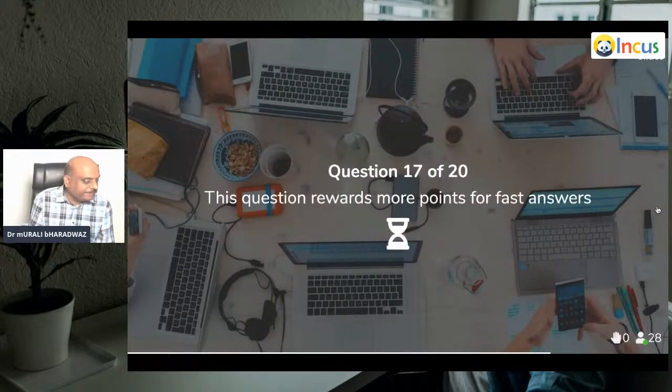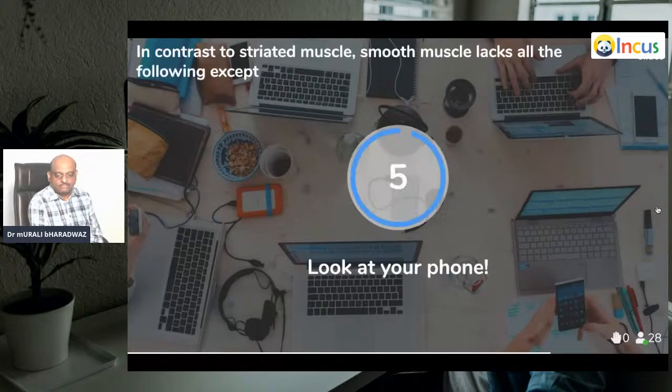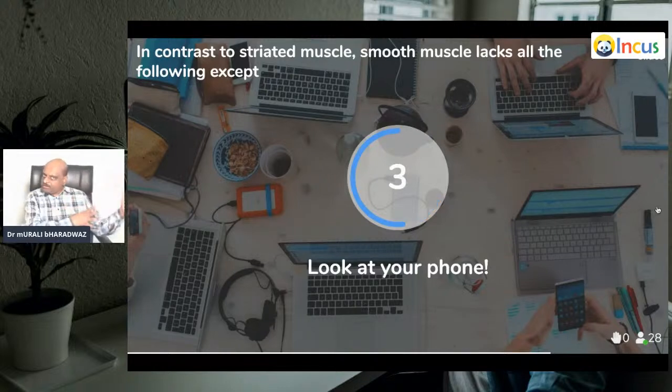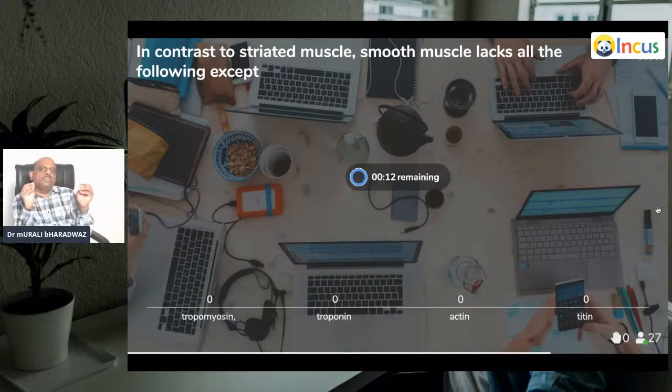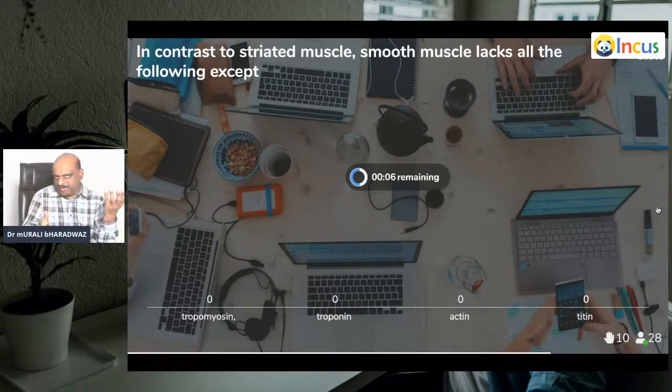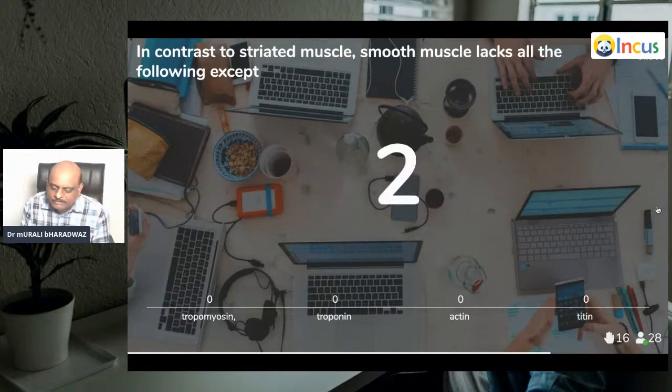Question number 17. In contrast to striated muscle, the smooth muscle lacks all these things, if you compare striated versus smooth muscle. Yes. What is your answer, doc?